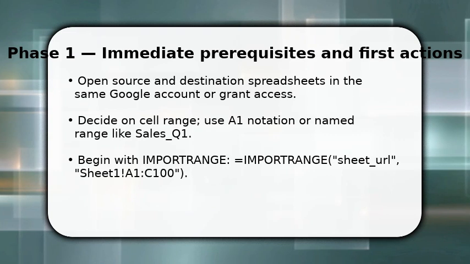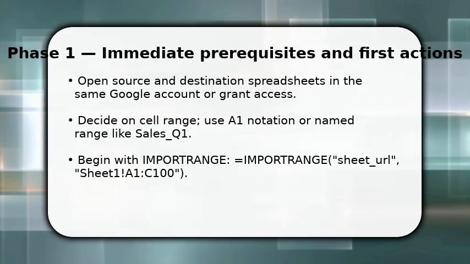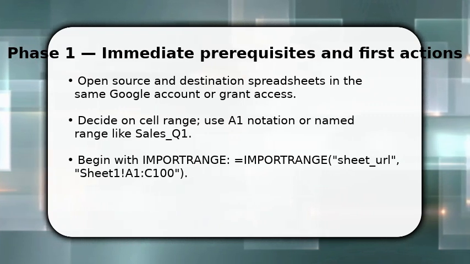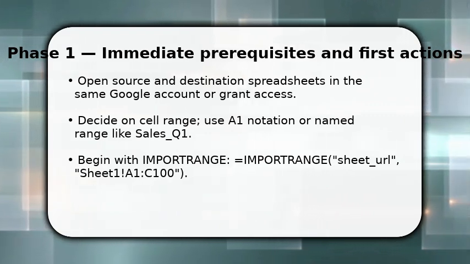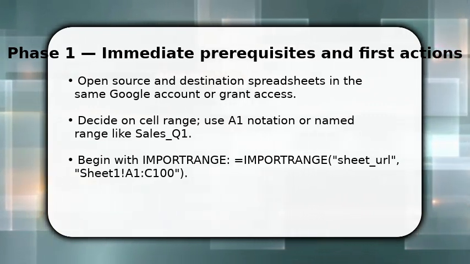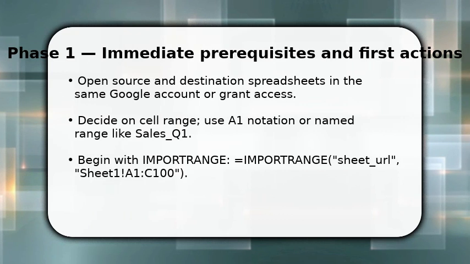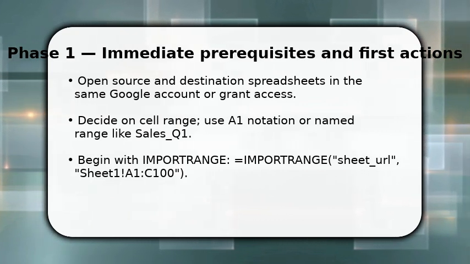In the destination sheet, type equals IMPORTRANGE. Paste the source URL here, Sheet1, A1:C100, then press enter. When prompted, click Allow Access to authorize the link. This first step creates a live connection, so changes in the source update automatically once permission is granted.